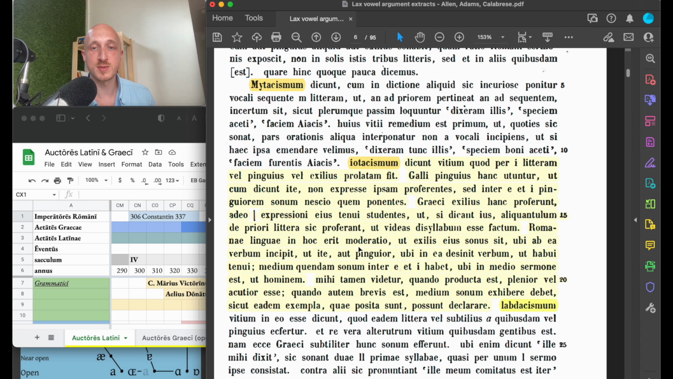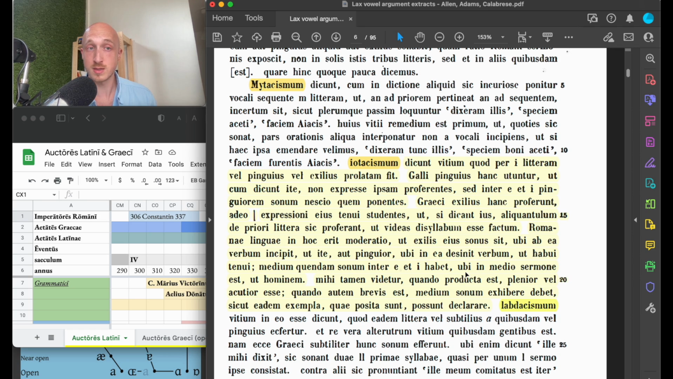"Romanae linguae inocerit moderatio, ut exilis eus sonus sit, ubi ab ea verbo incipit, udite, aut pinguior, ubi in ea desinit verbum, ut habui tenui." So he's saying that in the proper Roman speech, it should sound exilis in something like ite. Exilis is usually associated with short vowels, so I find it strange that ite would be associated with shortness. Otherwise, he's clearly talking about quality. And he's saying that the endings of, say, habui and tenui, they sound pinguior. Well, pinguior is something that's between the e and e, at least that's how he's using it up here.